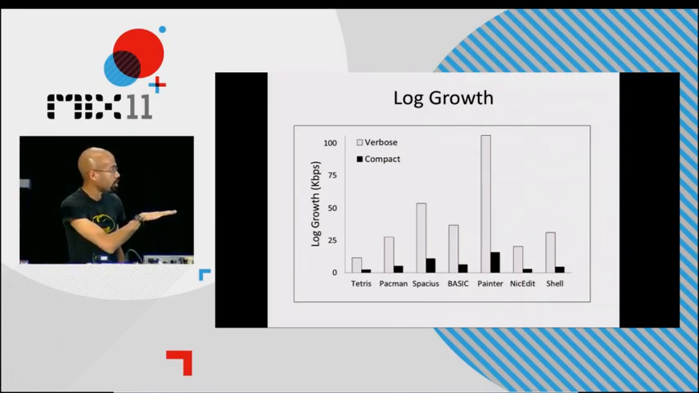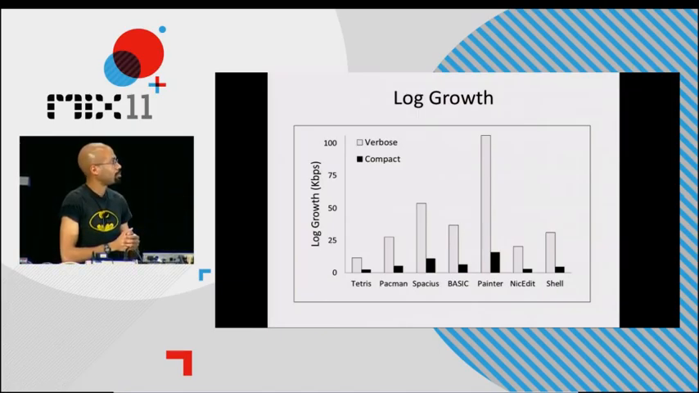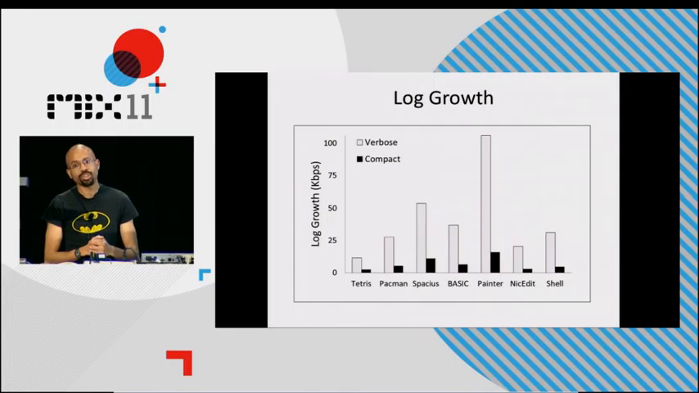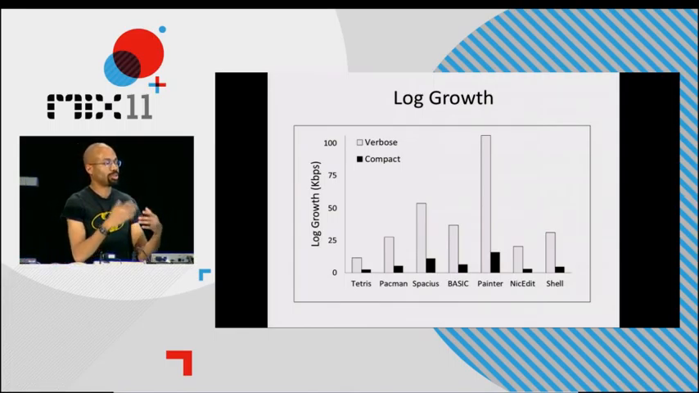The first three are games, ranging in complexity from a fairly simple one like Tetris to Spacious, which is like a 2D shooter, kind of like Galaga, with a very high frame rate. Some dude, for whatever reason, wrote a basic interpreter in JavaScript. That guy's probably in a mental ward right now, but it's been done. Painter is just a very simple, sort of Microsoft Paint knockoff. Nice Edit is an editor. Shell is basically an interactive JavaScript console.